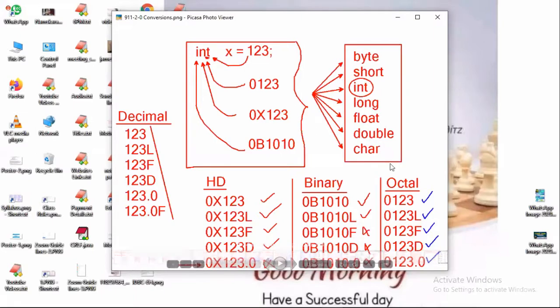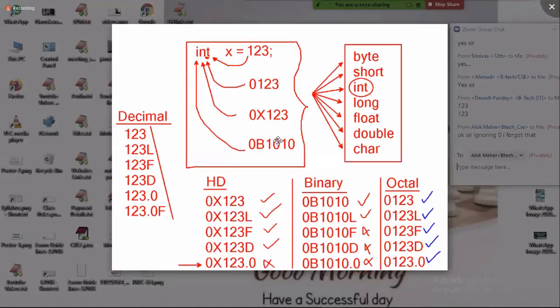All these points are there in your material, sir. After going home, please try to practice. Next, hexadecimal number, you can write 0x with L, but F, D, 0.0 not allowed. Binary, L is allowed, F, D, 0.0 not allowed. Octal all are allowed, but the first one is octal, the second one is octal converted to 83, but F, D, 0.0 not converted. So these are the important points you need to practice.